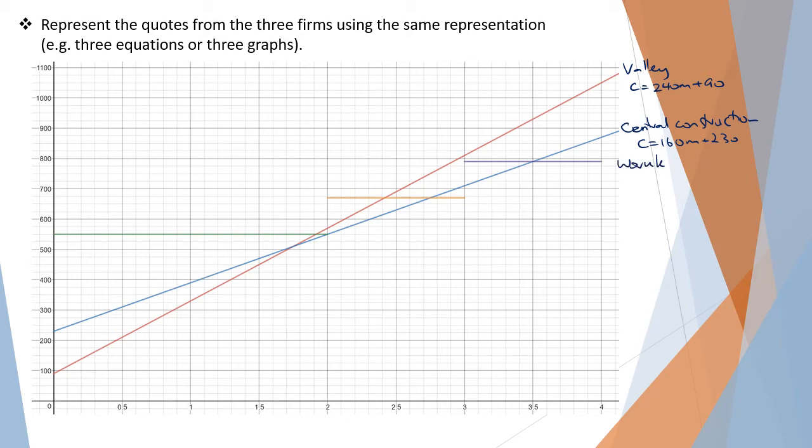And down here is Warwick. Now Warwick's is a little bit tricky. They've got a cost of 550 when the meterage is between 0 and 2. When it's more than 2, it goes up to 670. That's between 2 and 3, isn't it? Yes, 2 and 3. Then the cost is 790 between 3 and 4, and they won't do anything above 4. Okay, so there's my graph. That's what I've been asked to do.